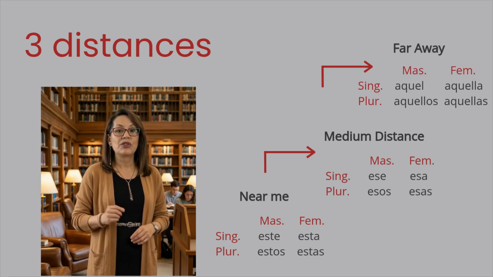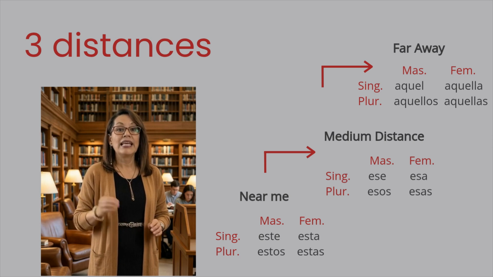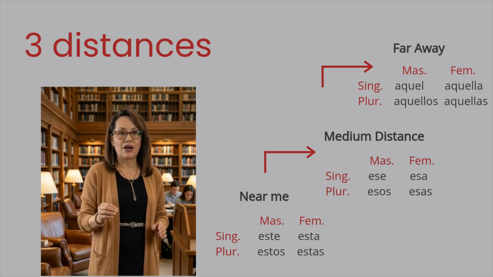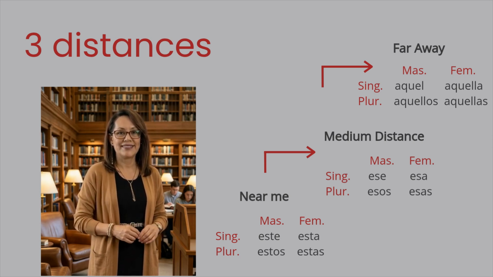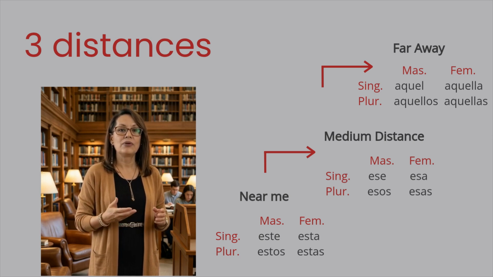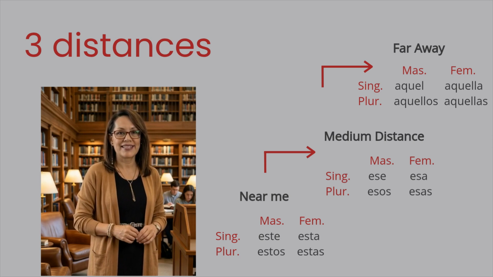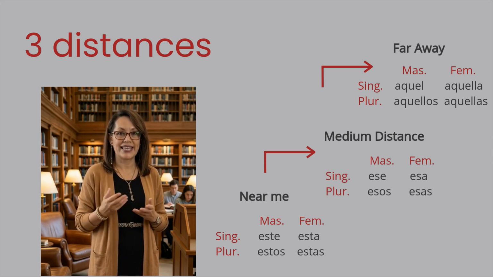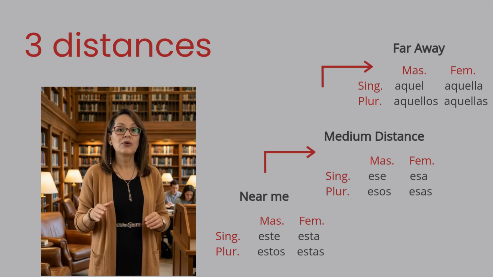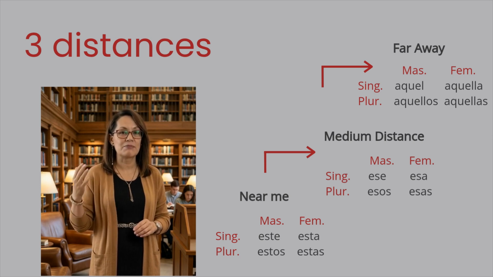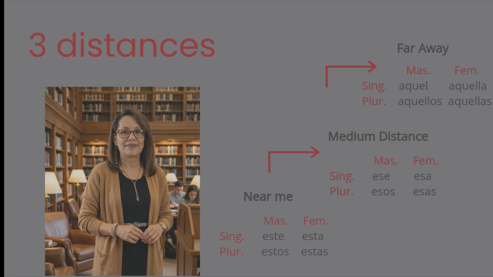The third distance refers to something far from both the speaker and the listener. In English, we would use that far or those far if it makes sense. For long distance, Spanish uses aquel, aquella, aquellos, and aquellas. For example, aquel libro, aquella mesa, aquellos libros, aquellas mesas. We use this group for things that feel distant in space or in our perception.